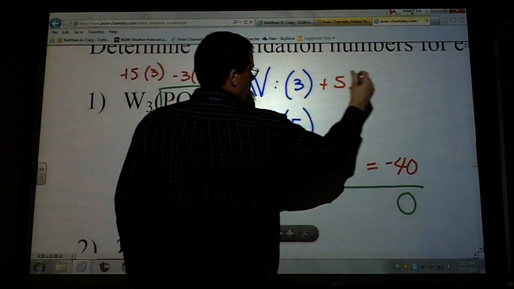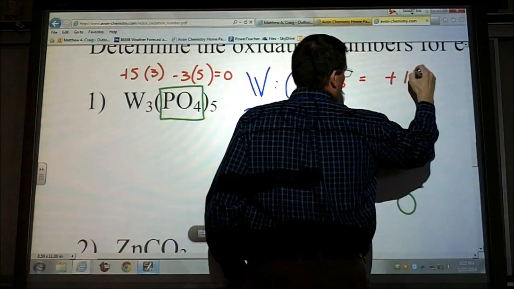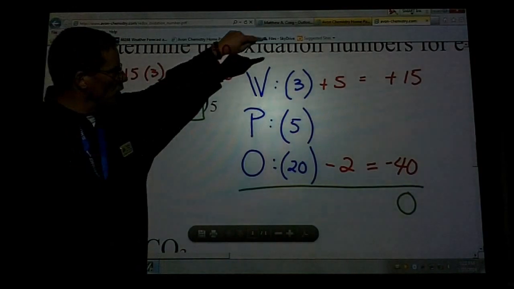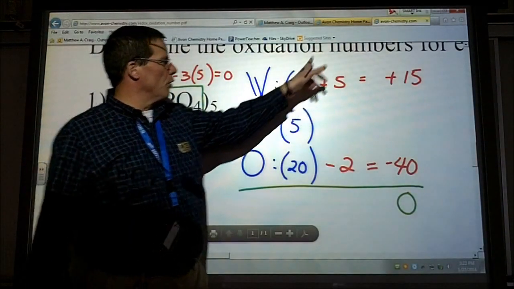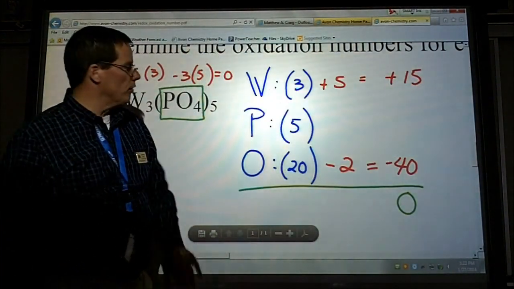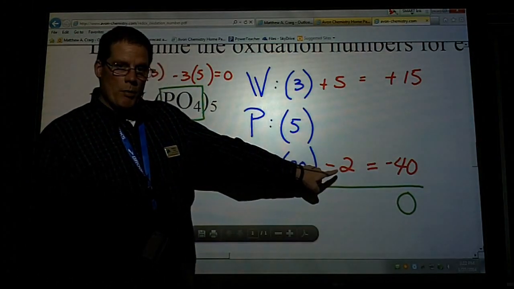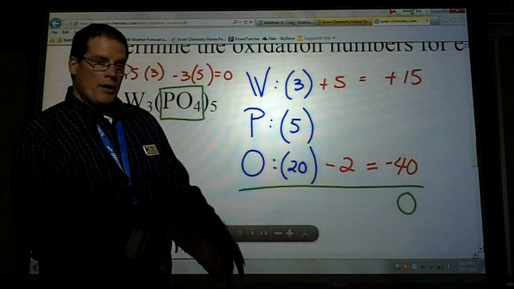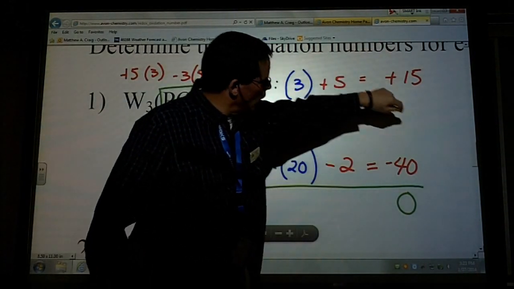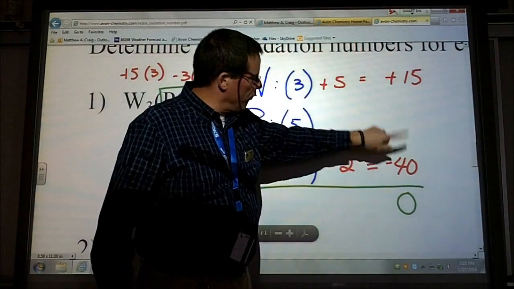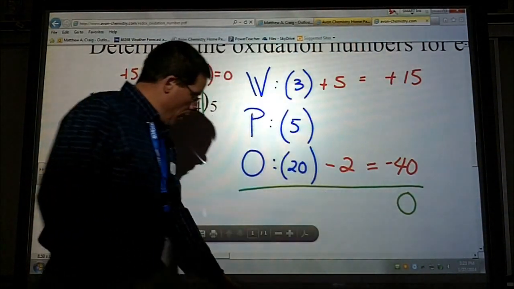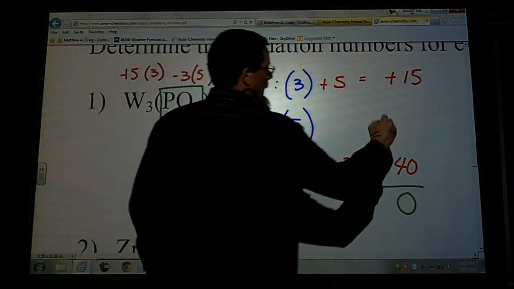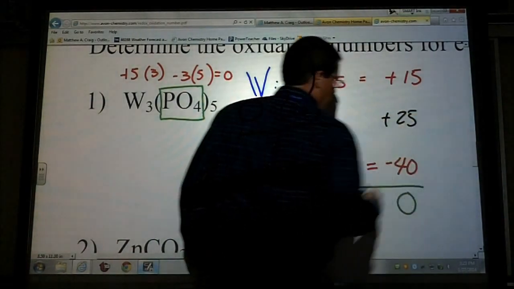So in this case here, I have 3 times plus 5, which equals a positive 15. Okay? So now I have the full charge of my tungsten. My oxidation number is 5, but I have 3 of those, so it has a full charge of positive 15. Oxygen has an oxidation number of negative 2. I have 20 of those for a full charge of negative 40. So now I need to find out what number here, when added to positive 15 and negative 40, will give me 0. So I have to do that mental math in my head, which I know some of you love to do. So correct, it should be a plus 25 charge.